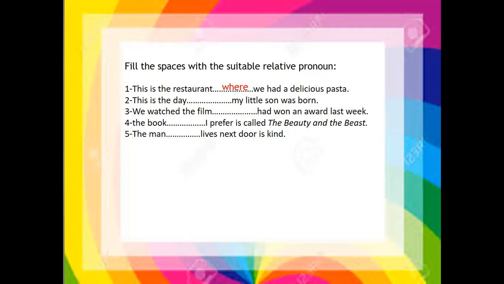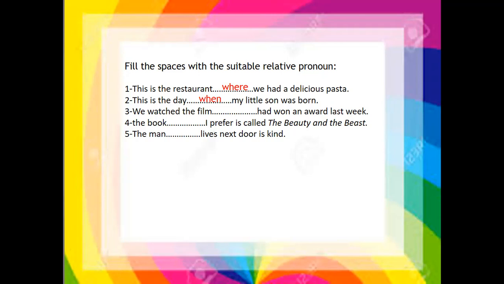This is the day my little son was born. So في هذا اليوم ولد my little son. So, the day, it refers to what? To a person? No. To a place? No. To an object? Also no. What about time? The day, اليوم. Yes. When? So this is the day when my little son was born.